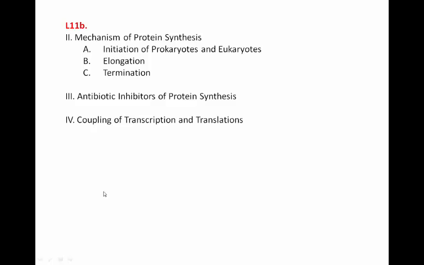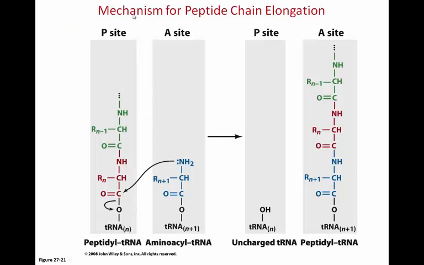In class 11b, we'll discuss the mechanisms of protein synthesis, and we'll have initiation of prokaryotic and eukaryotic protein synthesis, elongation and termination, antibiotic inhibitors of protein synthesis, and coupling of transcription and translation. So first we'll talk about the mechanism of peptide chain elongation.